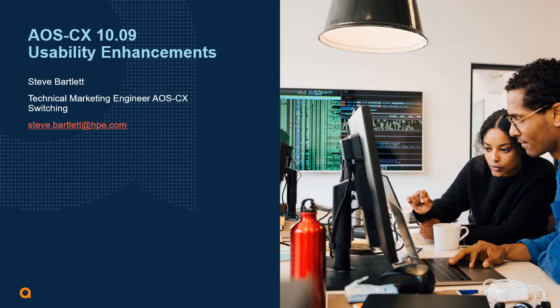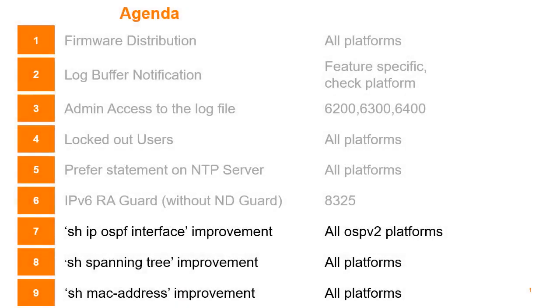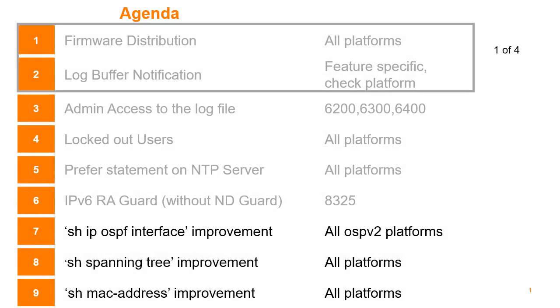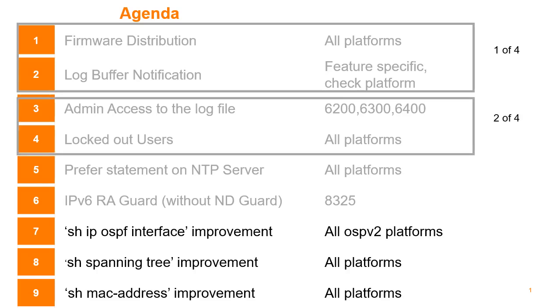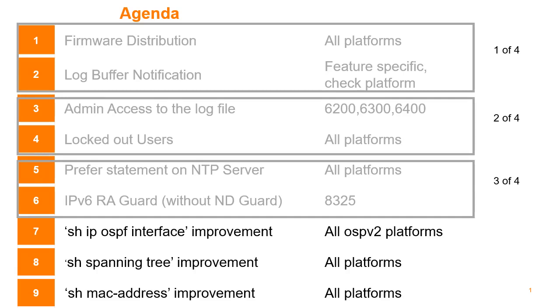Let's dive straight in. This is the agenda, 9 new features identified as usability features. And this is session number 4. As I mentioned, the first one was firmware distribution, log buffer notification, 1 of 4. Admin access to the log file, locked out users, 2 of 4, and prefer statement on NTP server and IPv6 RA guard for the 8325 series is 3 of 4. And of course, you can watch these in any order you care to mention.